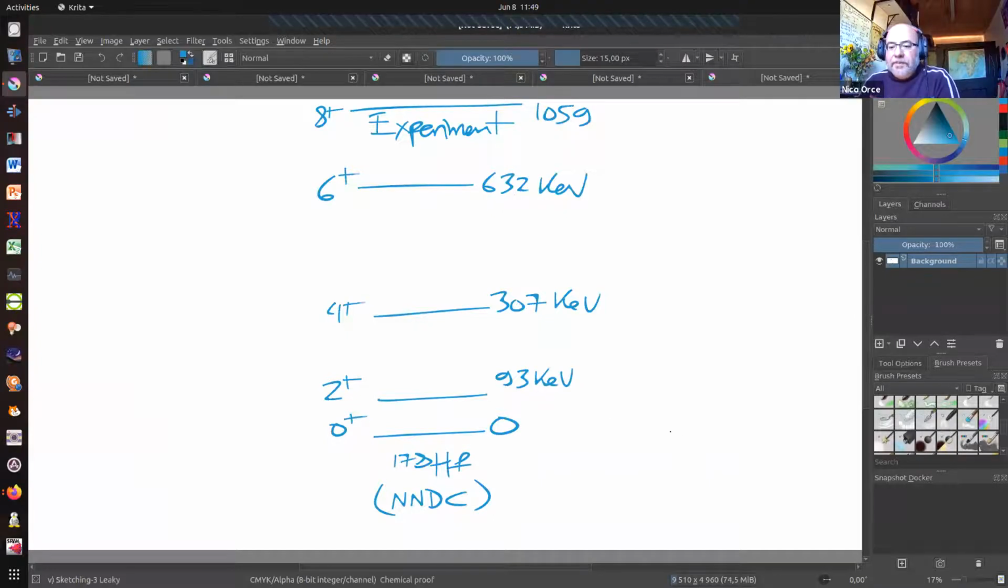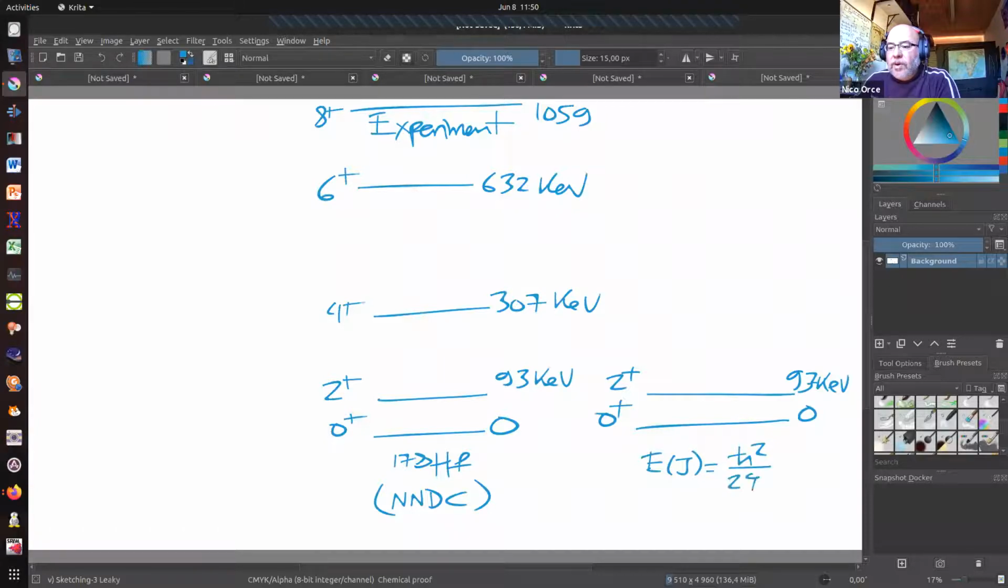And now let's apply our model, right? We have a 2 plus, a 0 plus, and this is 93 keV. We are going to assume this is the energy of the first 2 plus because it is from an experiment. But let's see whether our rotor, our energy of J equal h bar squared over 2 times the moment of inertia, times J plus 1, what does it bring us? Okay, so 93 keV.